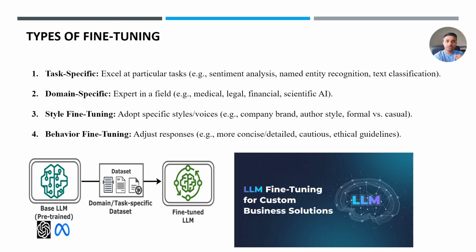Another type is domain-specific fine-tuning, making the model an expert in a field like medical AI, legal AI, financial AI, and scientific research AI. The third type is style fine-tuning, teaching the model to write in a specific style or voice, like a company's brand voice, a particular author's writing style, or formal versus casual communication. And the fourth one is behavioral fine-tuning, adjusting how the model responds and behaves, like being more concise or more detailed, being more cautious about uncertain information, and following specific ethical guidelines.